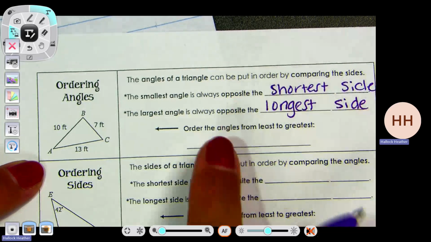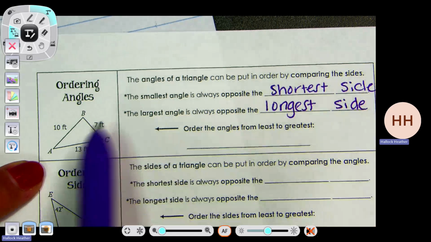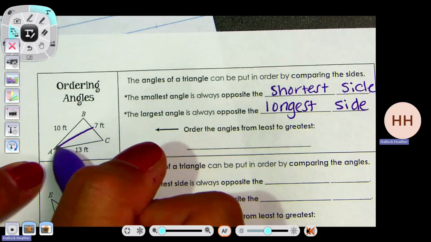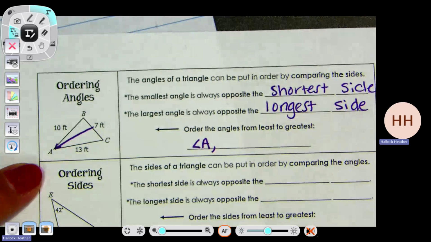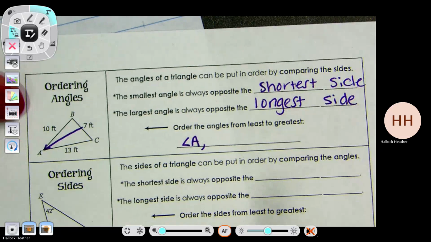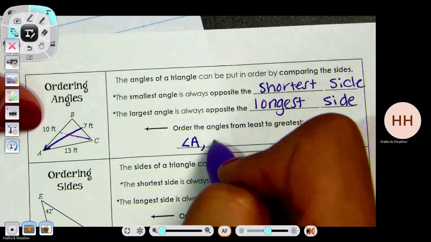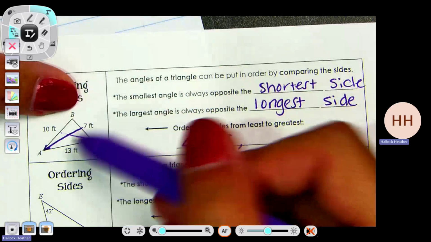So we are going to order these angles from least to greatest. The smallest side is 7. What angle is that created by? A, because it's opposite of it. So A is the smallest, so we're going to say angle A. What side is the next shortest? C, because it's 10, which is opposite of C. And then the last one would have to be the largest, which is B, which opens up to make 12.